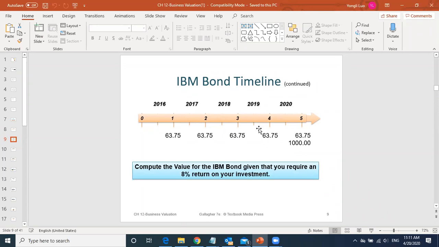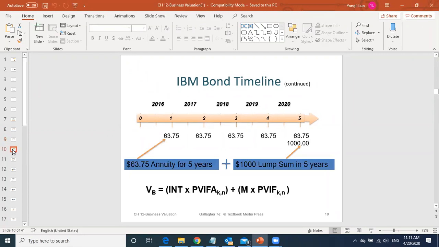In order to calculate the value, you require an 8% return on your investment, because another piece of information is the 8% required rate of return. So what is the bond price?